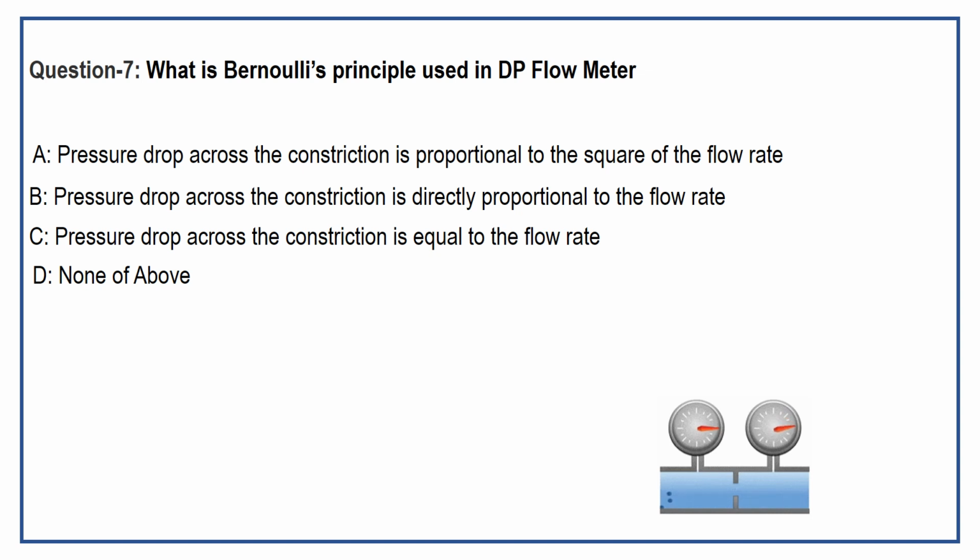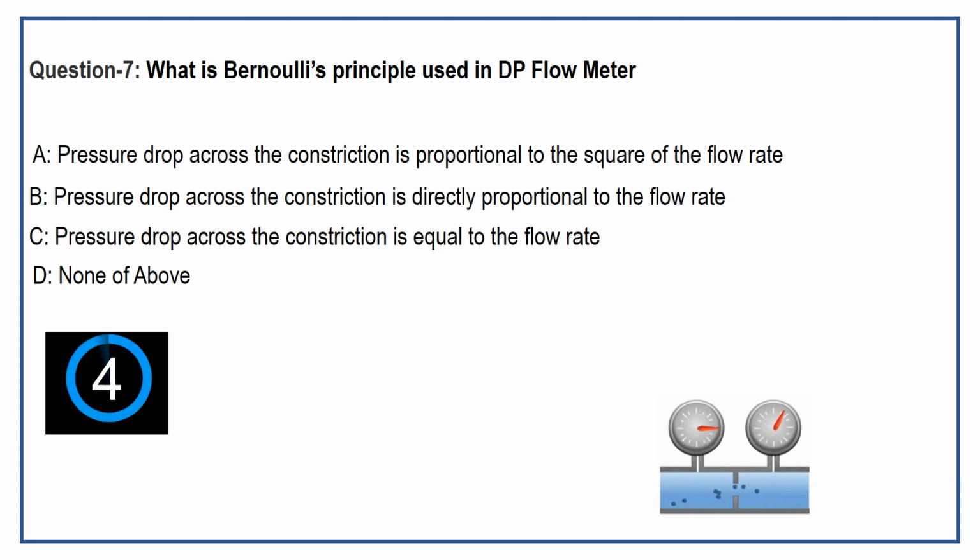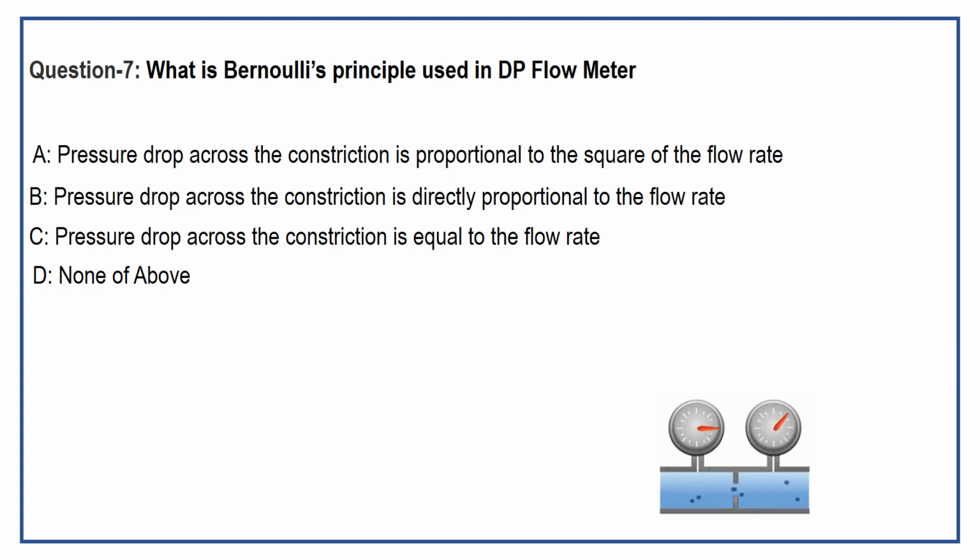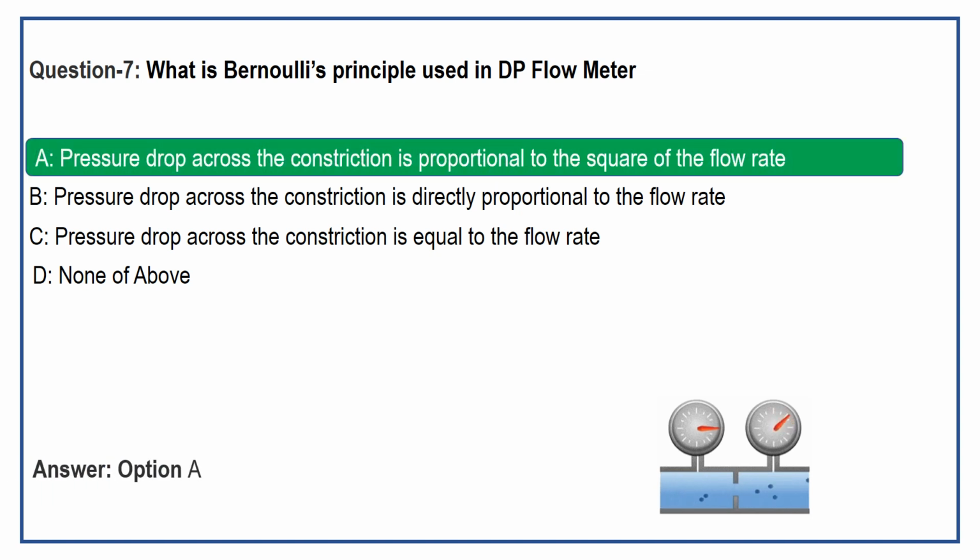Question is, what is the Bernoulli's principle used in differential pressure flow meter? Let's see the options. Option A, pressure drop across the constriction is proportional to the square root of flow rate. Option B, pressure drop across the constriction is directly proportional to the flow rate. Option C, the pressure drop across the constriction is equal to the flow rate. Or option D, none of above. And the correct answer is option A, the pressure drop across the constriction is proportional to the square root of flow rate.